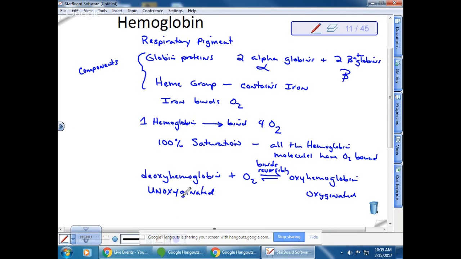So if we pick up oxygen in one part of the body, like in the lungs, we need to drop it off in another part of the body. That's the cool thing about hemoglobin: it behaves differently in different places of the body, depending upon what other things are going on, like blood pH and CO2 levels and temperature and acidity. Okay. So this is dark red, and this is bright red.